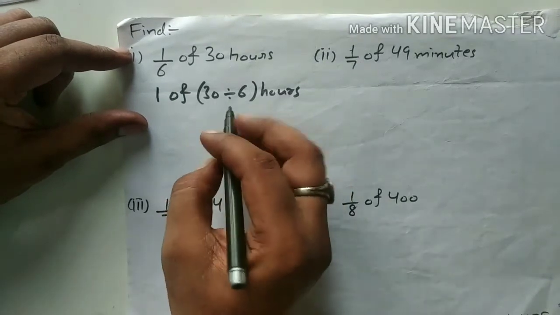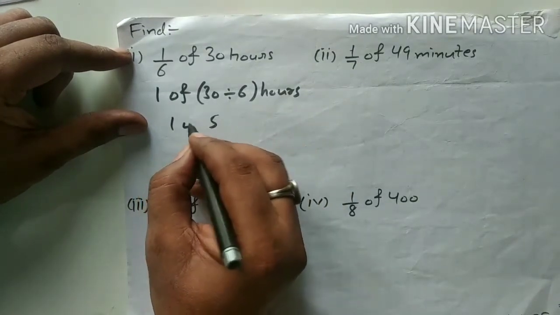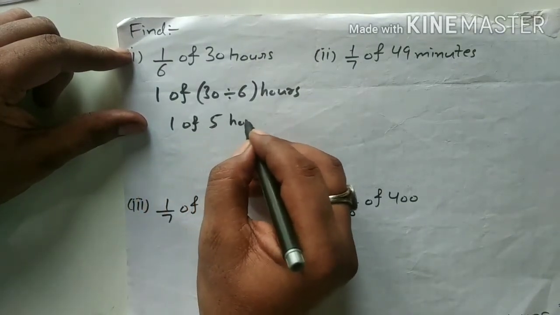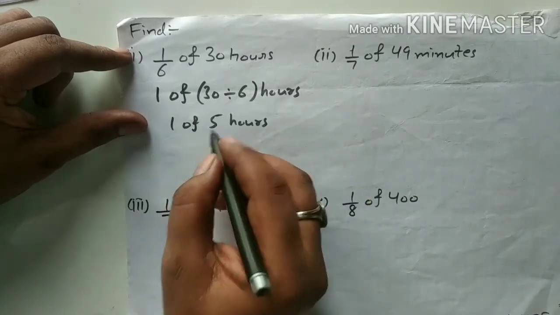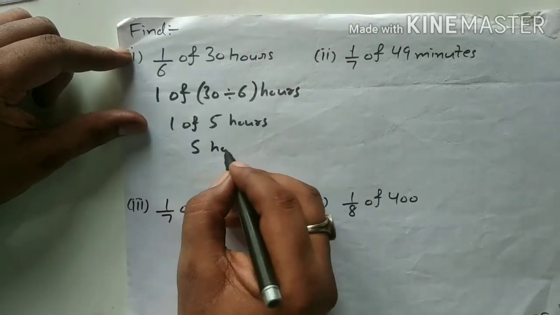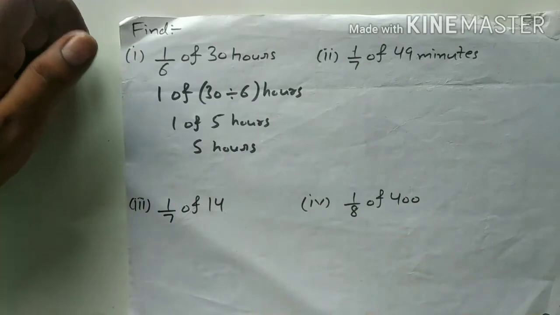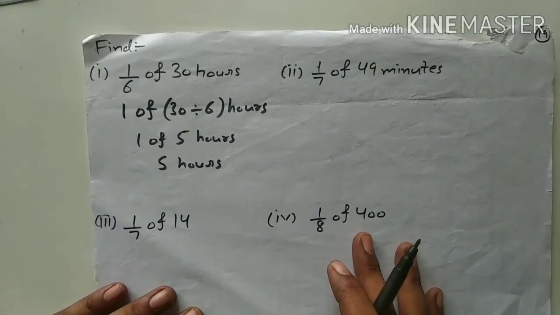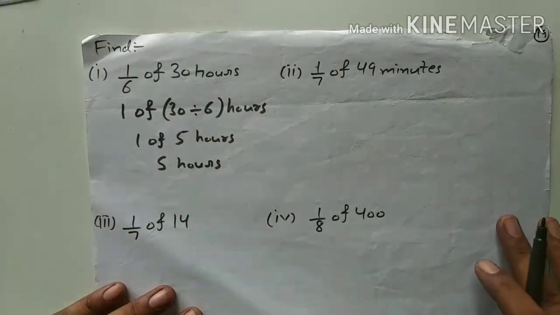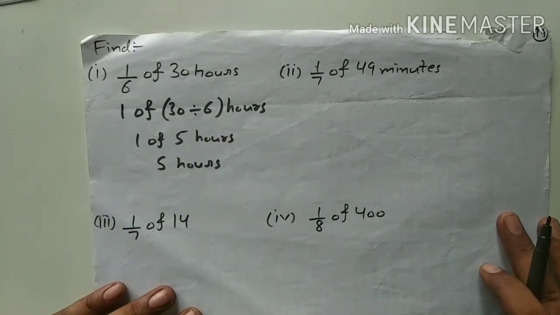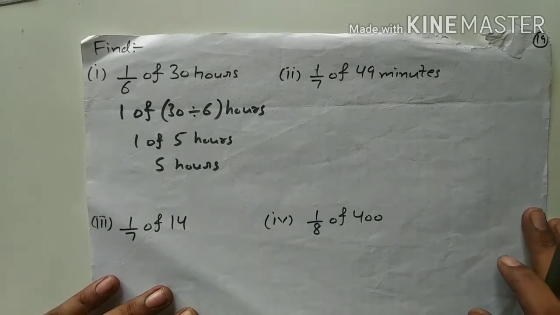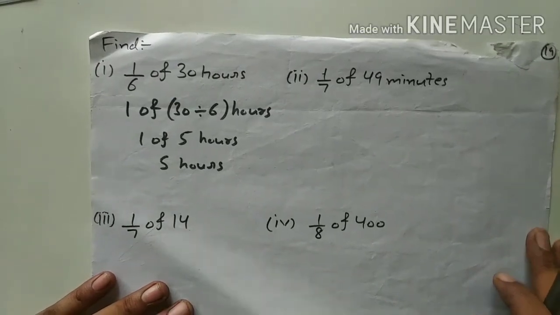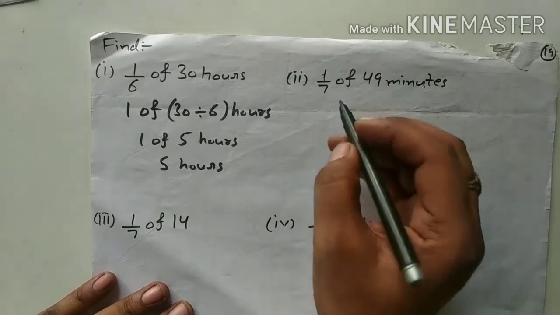Now, 30 divided by 6, that is 5. So, 1 of 5 hours. It means multiplication, that is 5 hours. So, in this way, you can find this answer. These are very simple questions, students. The meaning of this one is: what is the 1/6 of 30 hours? 1/6 of 30 hours is only 5 hours. Okay. Now, we are on the second part.